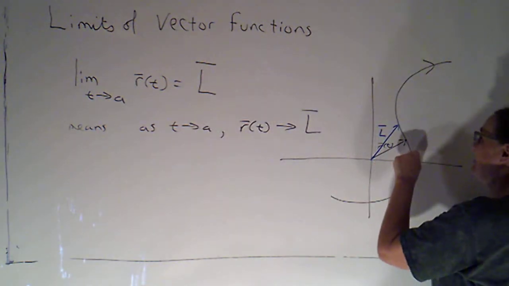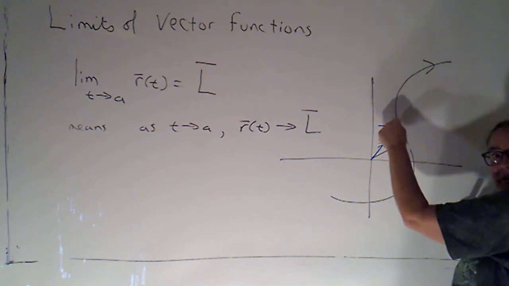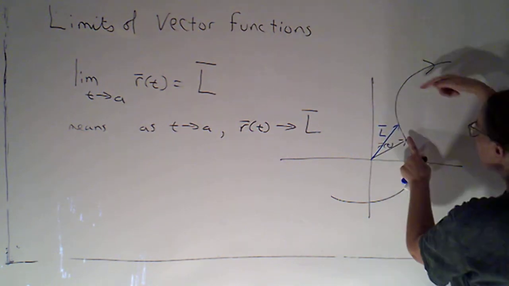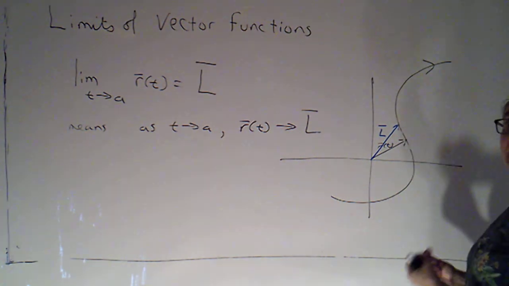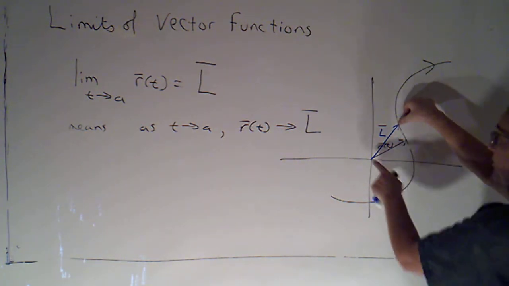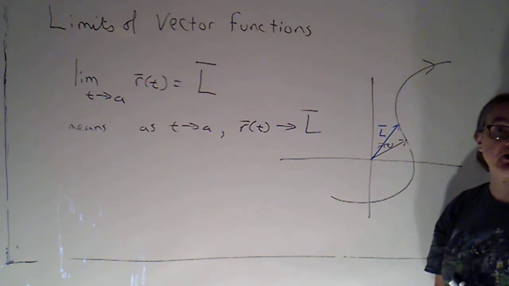So if t is increasing, I'd be coming this way. If t is decreasing to get closer to a, I'd be going against the orientation. But as t is getting closer to a, the point on the curve would be getting closer and closer to the point corresponding to the tip of L when it's drawn in standard position.